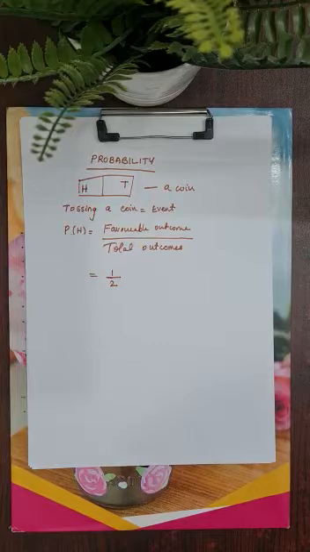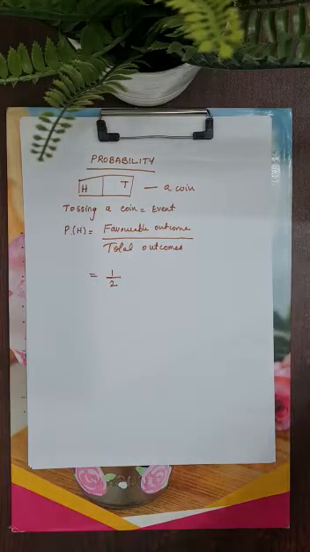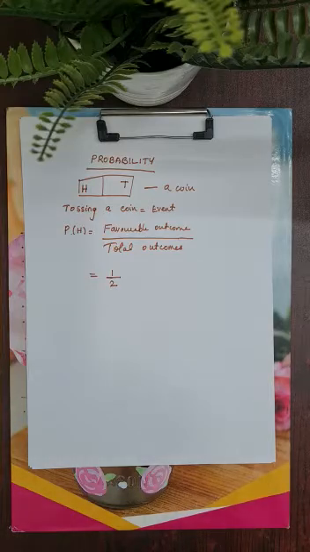Now, let's start our exercise. The first sum: a die has 6 faces numbered from 1 to 6. It is rolled and the number on the top face is noted. When this is treated as a random trial, we have to find the answers to these 3 questions. A, what are the possible outcomes? B, are they equally likely? Why? And C, find the probability of a composite number turning up on the top face.